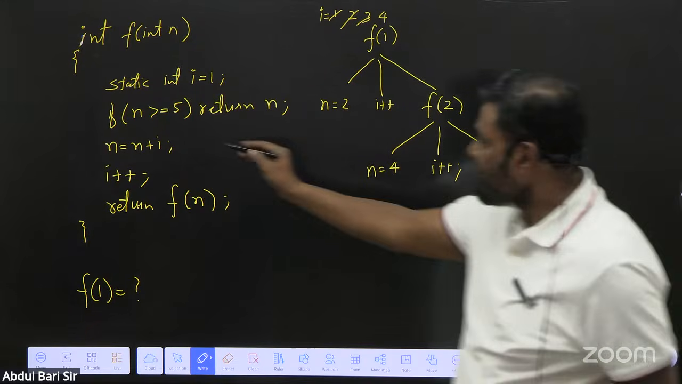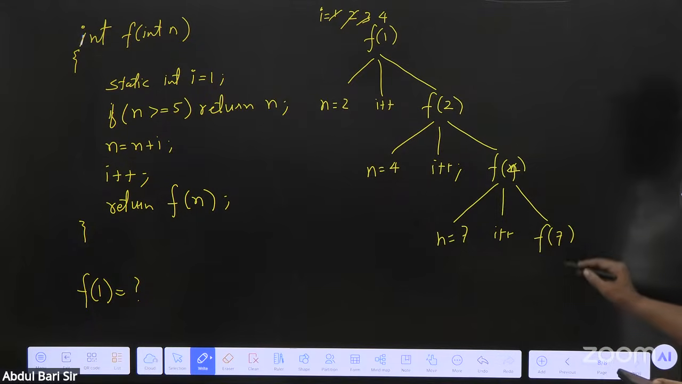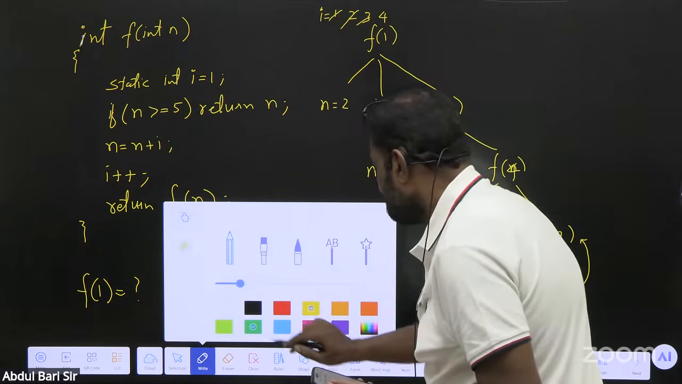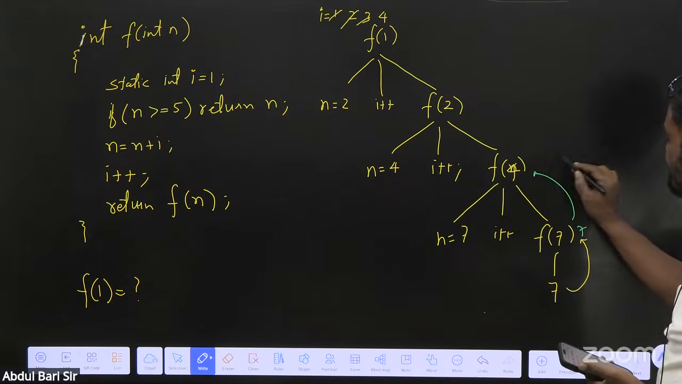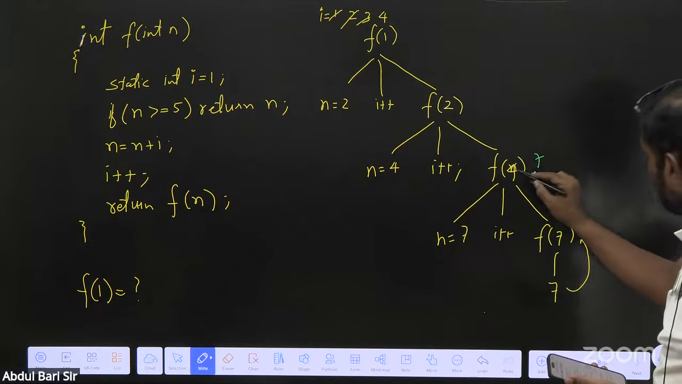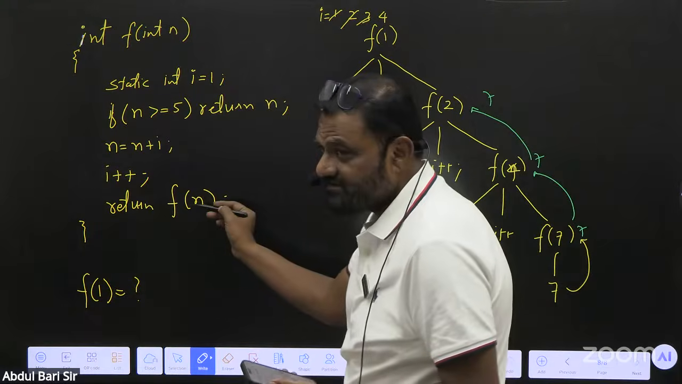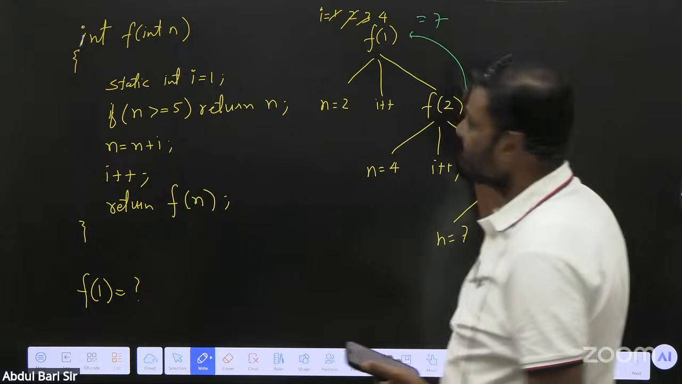f(7): this time n is greater than or equal to 5, yes, 7. So it returns 7. The result of this function is 7, and this is returned to here, the same value, 7. And this will also return the same value, 7, because whatever the result of the function is, it is returned. So again return, and the answer is 7.